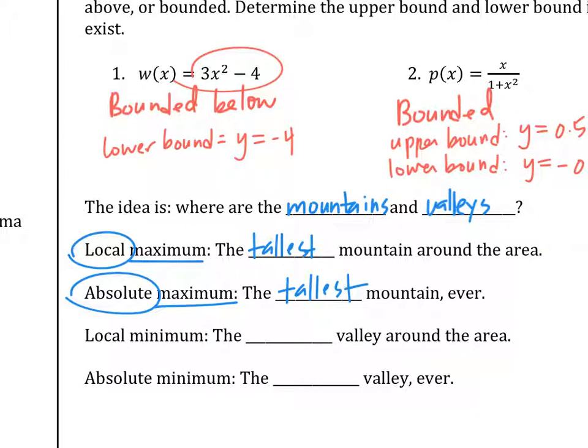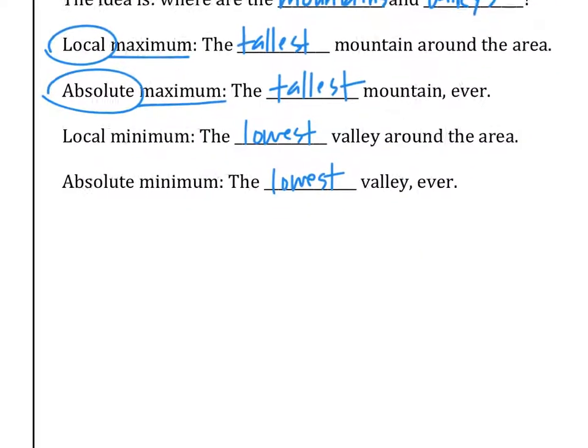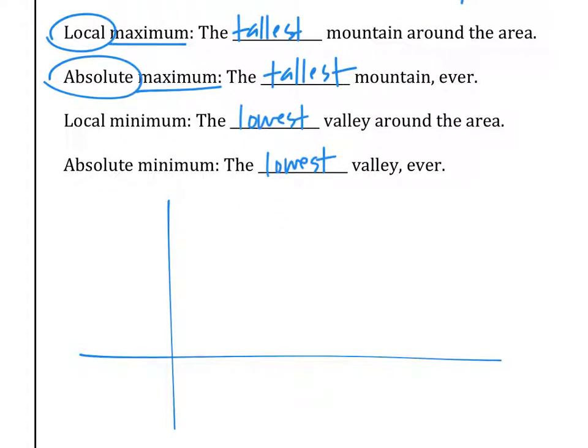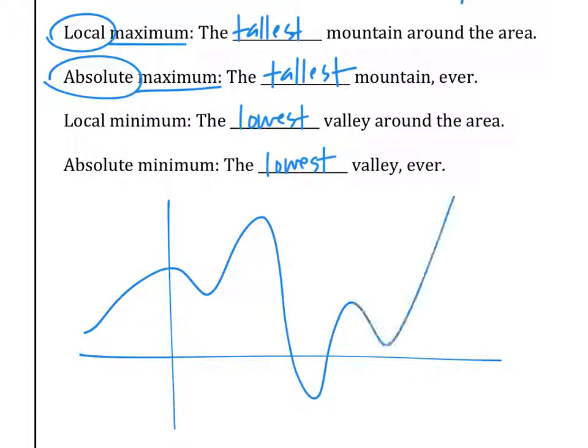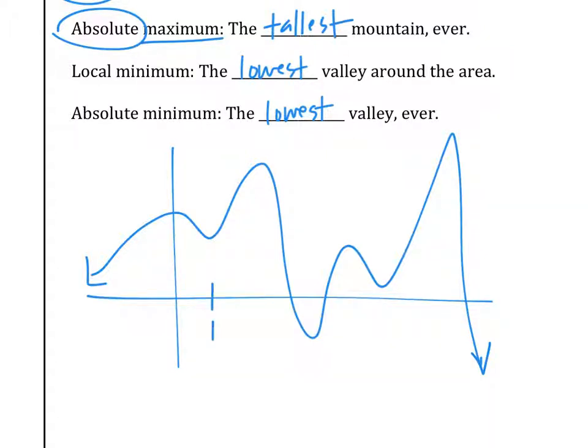Okay, so let's say Mount Everest is the tallest mountain ever. Then around our area, Mount Baldy is the tallest, but Mount Everest is the tallest ever. That's the difference between local and absolute. Local minimum and absolute minimum, same idea: the lowest valley around the area or the lowest valley ever. So really quickly, I'm going to make you guess. Let's say you have this graph that's very strange. Let's put some labels 1, 2, 3, 4, 5, 6.